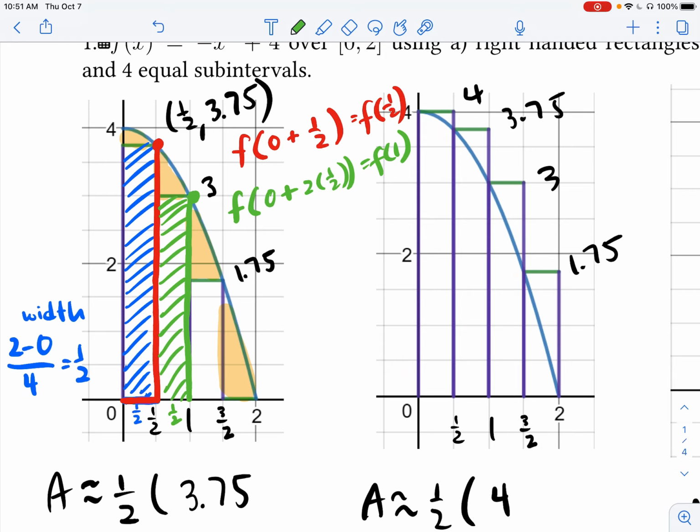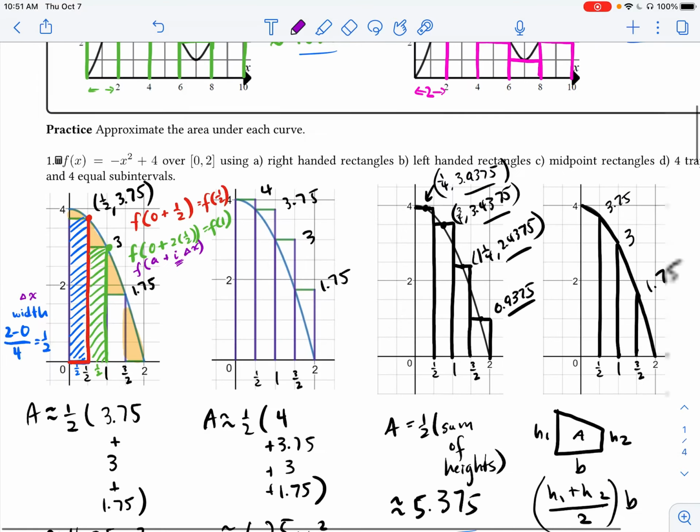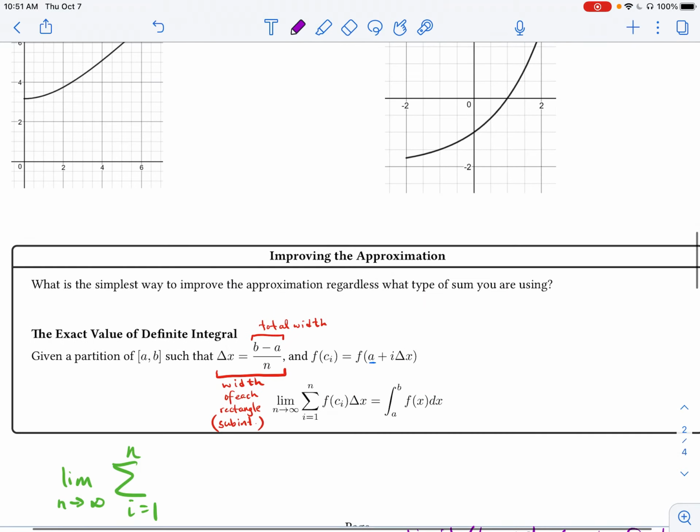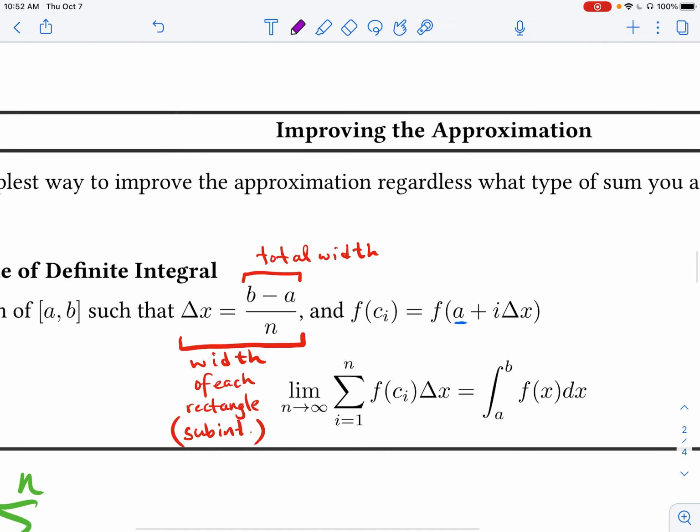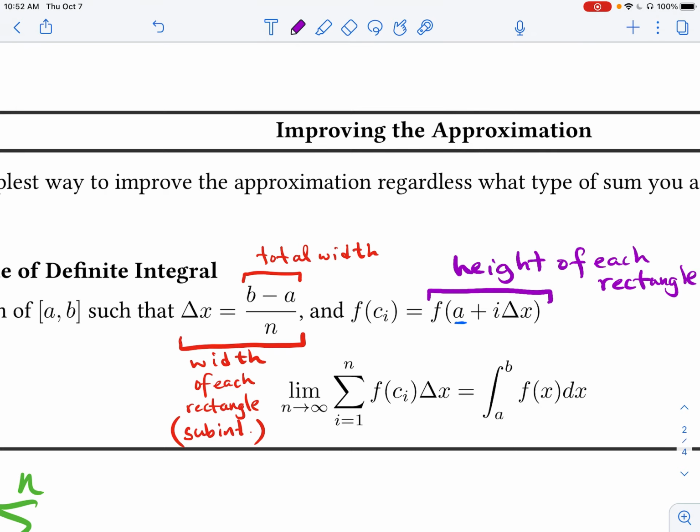So we see here every single time what we're simply noting is where we started, which is a, plus i instances of delta x, where our width here is delta x. So that's f evaluated at a plus however many instances of delta x. So if we go back to our definition now, that tells us that all of this is simply going to give us the height of each rectangle, or the height of each subinterval here.